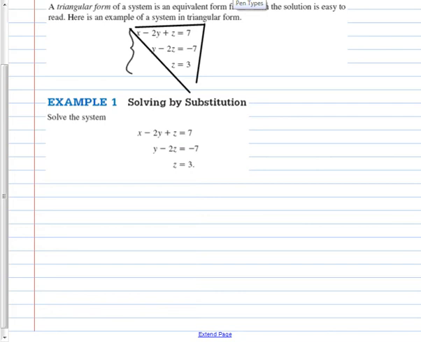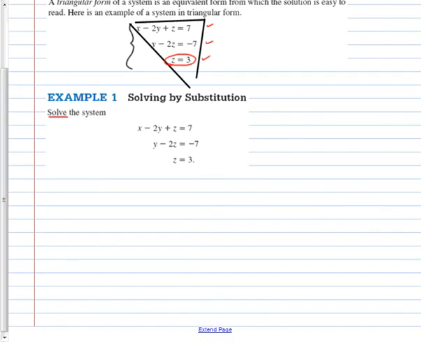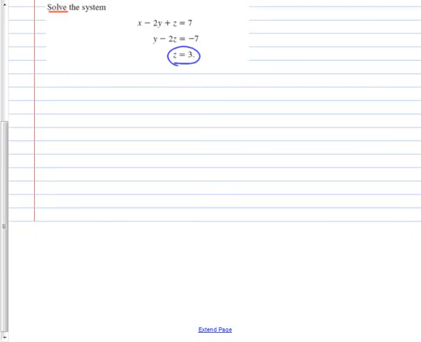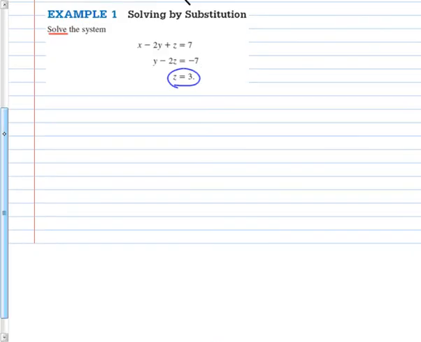The first equation is all three variables. The second equation only has the second two. And the last equation only has the third one. And that means it's already solved for one of the variables when it's in triangular form. And so when they say solve a system, and if it's already in triangular form, it's pretty simple. I already know what z is, and we can just start back substituting and figure out what the other values are.